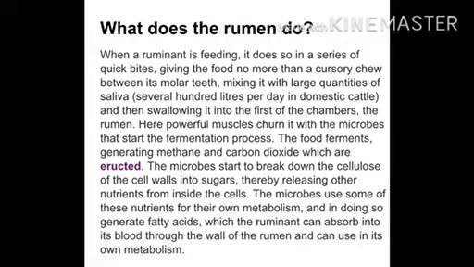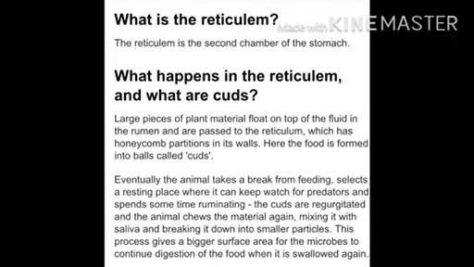Then the microbes start to break down the cellulose of the cell wall into sugar, thereby releasing other nutrients from inside the cell. The microbes use some of these nutrients for their own metabolism, and in doing so generate fatty acid, which the ruminant can absorb into its blood through the wall of the rumen and can use in its own metabolism.